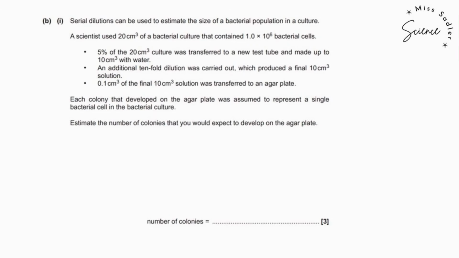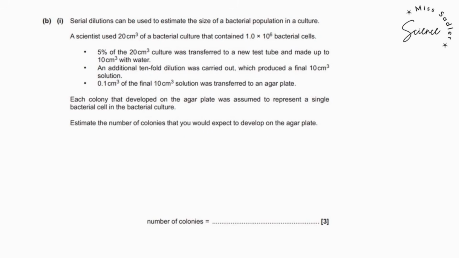Let's look at this quite complicated question on estimating the number of colonies that you'd expect to develop on an agar plate. The mathematical component here is looking at serial dilutions and using that information to work out the number of bacterial colonies. So reading the question, serial dilutions can be used to estimate the size of a bacterial population in a culture.